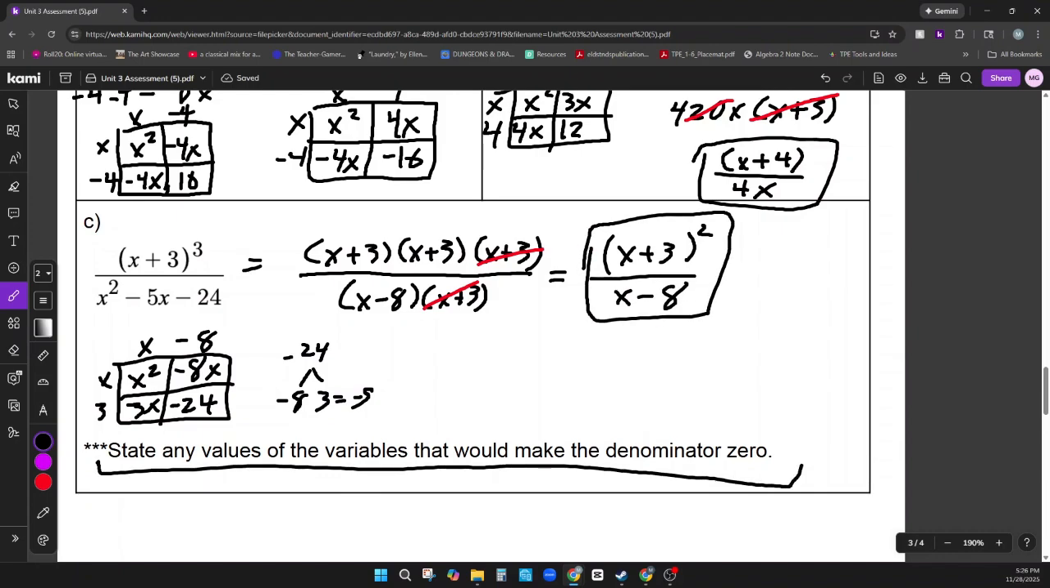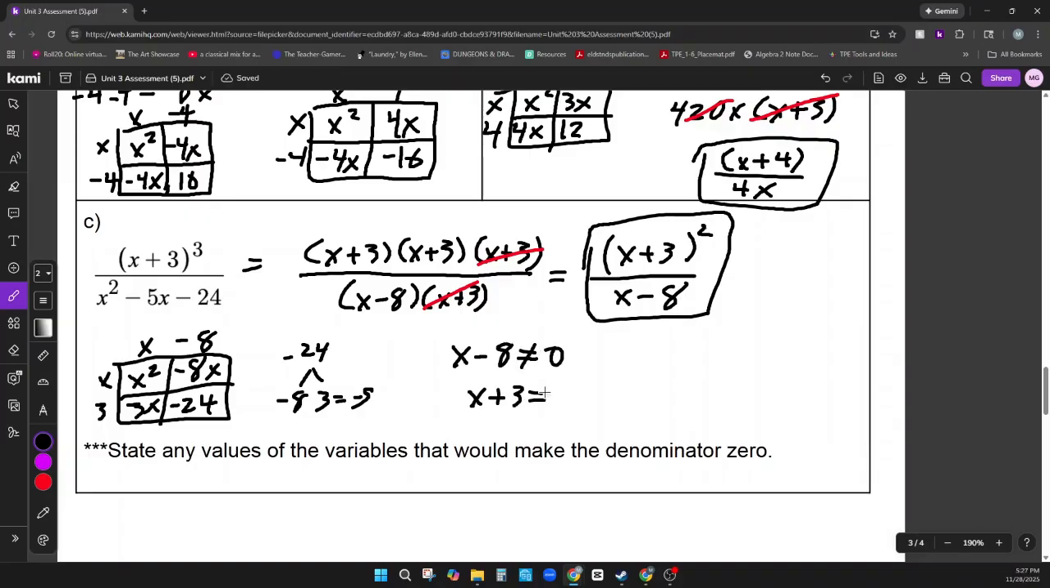Once again, I remind you down here that for part C, I need to state any values of the variables that would make the denominator 0. So I don't just look at my final piece, I need to look at all steps. So this intermediary step where I have x minus 8 and x plus 3, I must test both of those. I don't want my denominator to be 0. So x minus 8 cannot be 0, and x plus 3 cannot be 0. Which means that in this case, x cannot equal 8, and x cannot equal negative 3. Fully completing my part C.